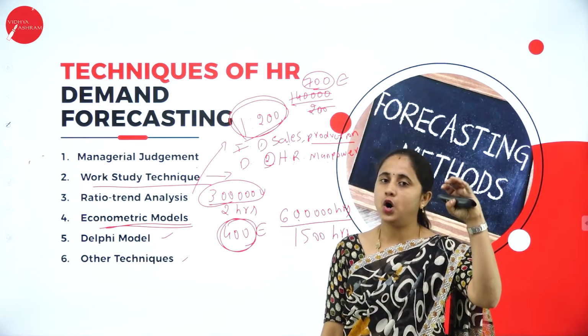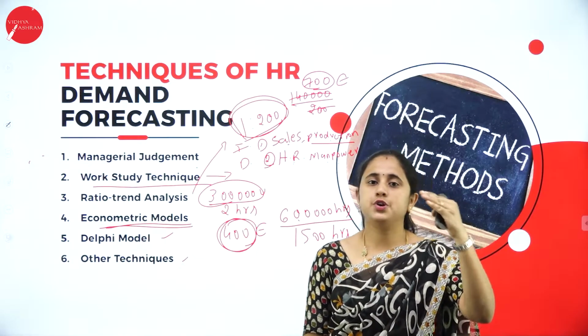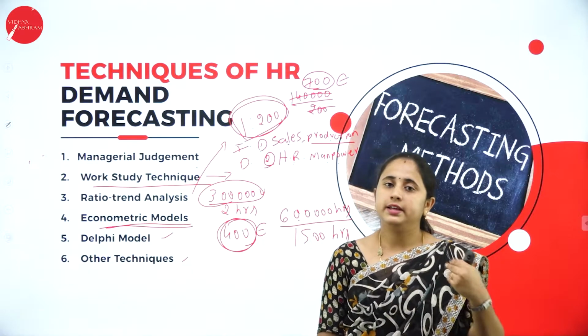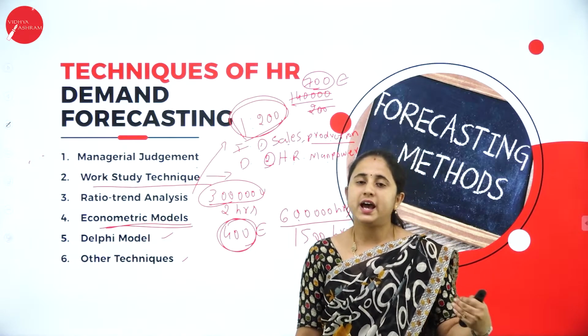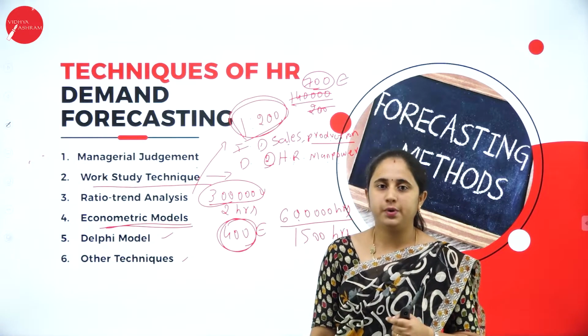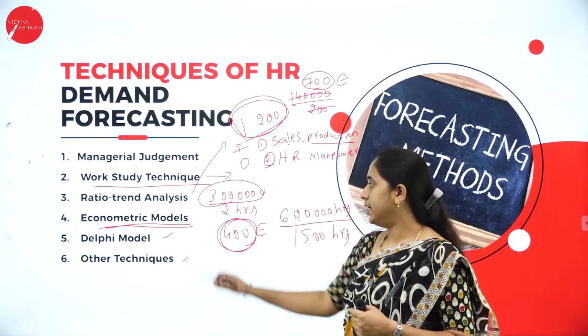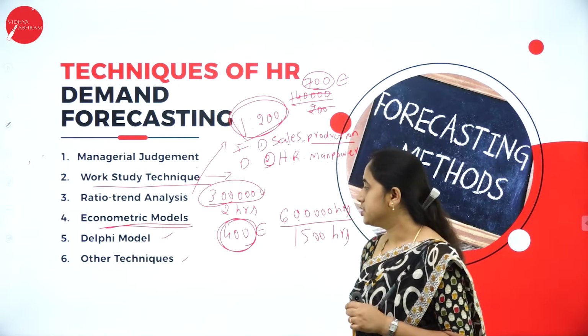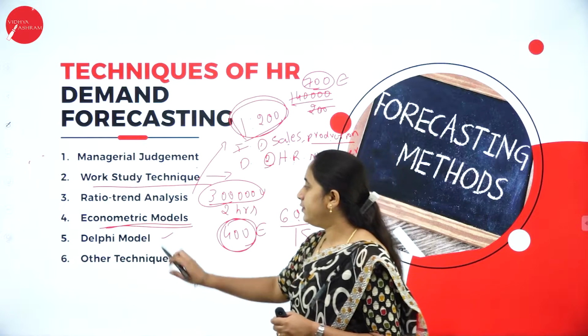Based on the sales or the number of units to be produced, you are going to predict the human resource requirements. So considering their ability and the standard time or this ratio, we are going to predict the human resource requirement. So under econometric, we are going to establish a relationship between two variables. So next one, Delphi model.